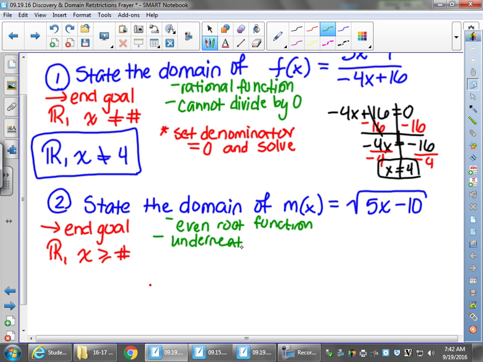Underneath the radical has to be greater than or equal to 0. Has to be positive.